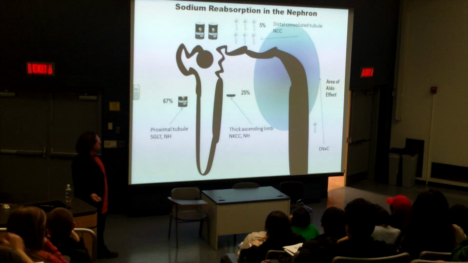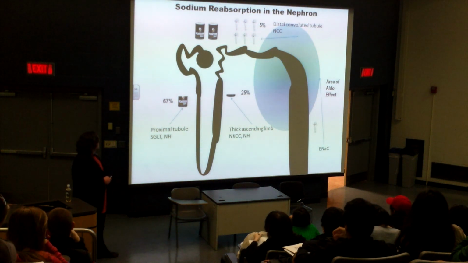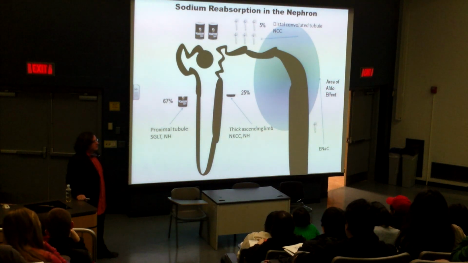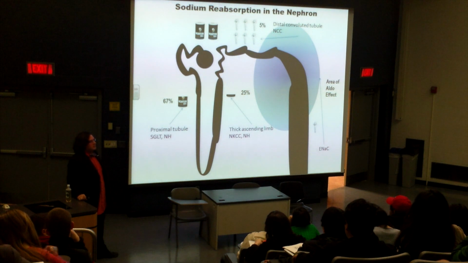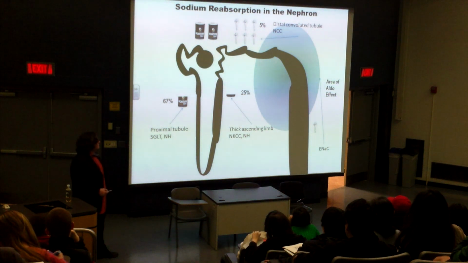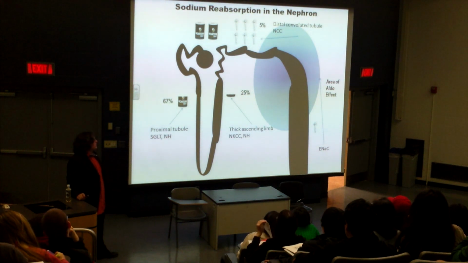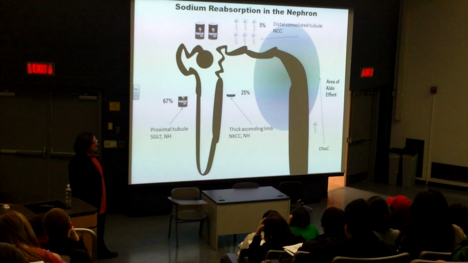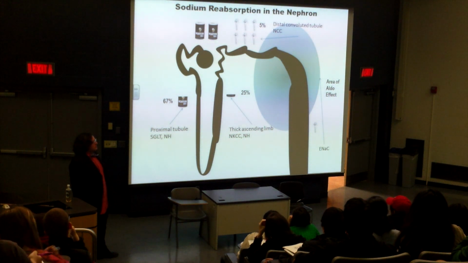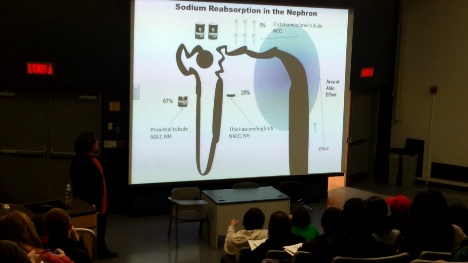About 65 to 70% is absorbed in the proximal tubule through the sodium glucose cotransporter and the sodium hydrogen antiporter. About 25% in the thick ascending limb through the sodium potassium 2-chloride cotransporter and the sodium hydrogen antiporter. About 5% in the distal convoluted tubule through the sodium 2-chloride cotransporter.